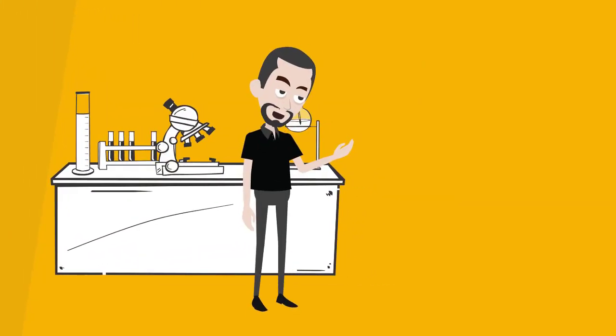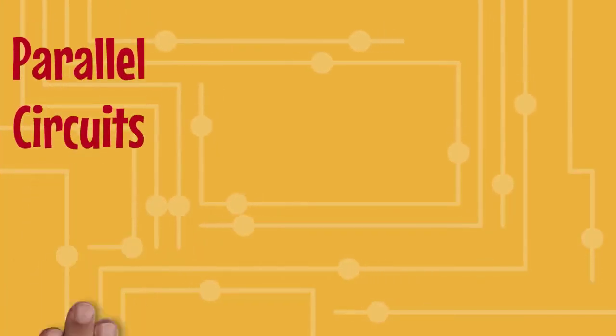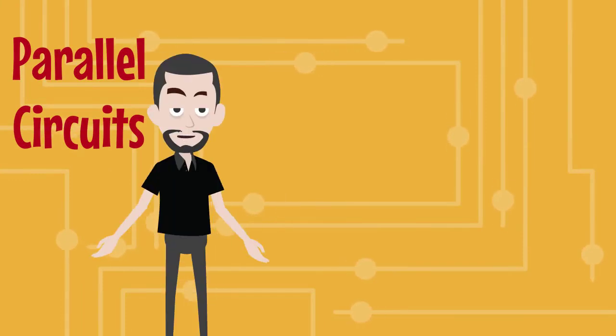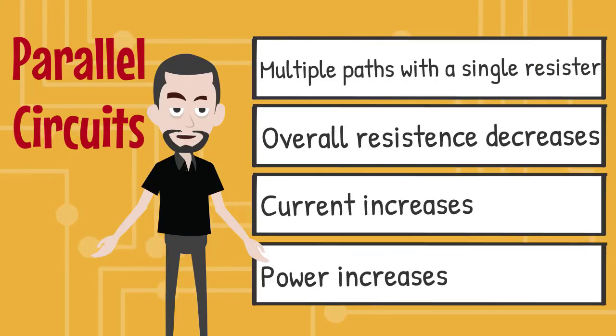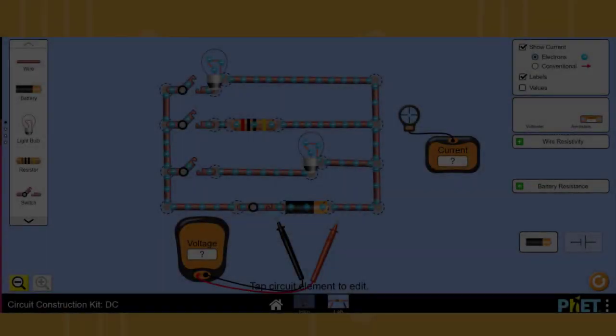Now that we've got series circuits figured out, here are some things you need to know about working with parallel circuits. In parallel circuits, there are multiple paths for the electricity to flow through, but each only has a single resistor. This causes the overall resistance to decrease, which causes the overall current to increase, and it causes more power to be used.